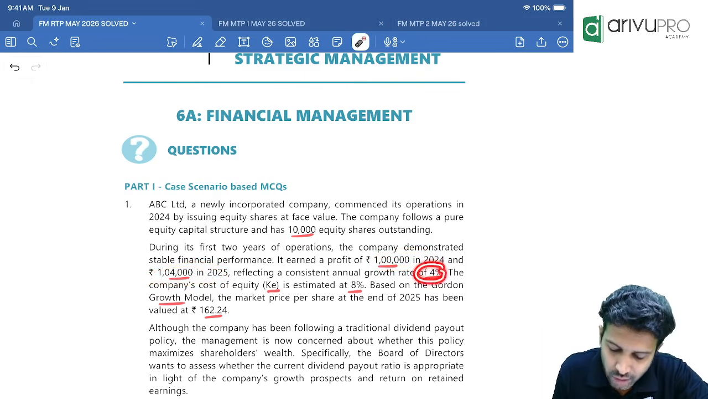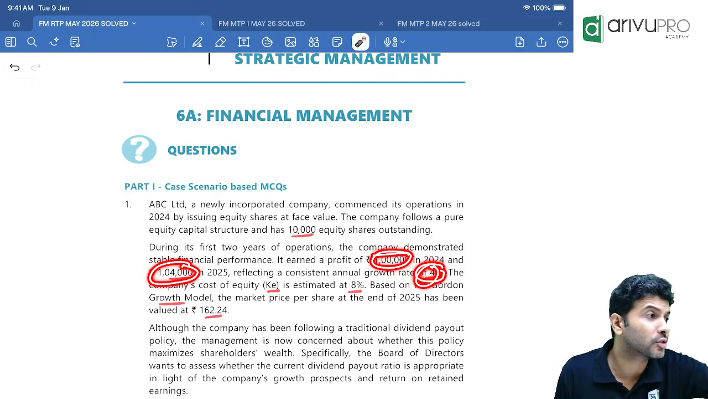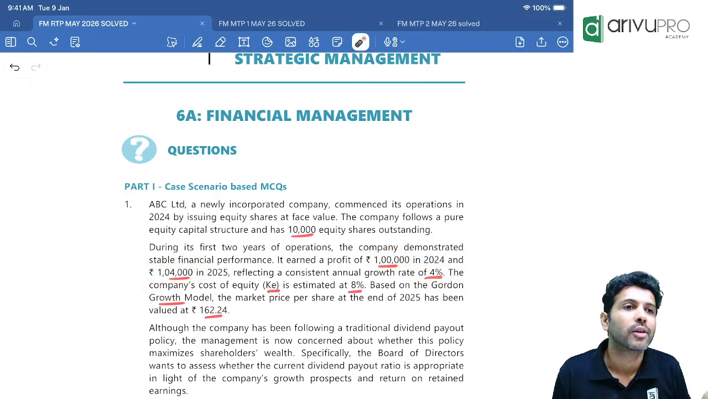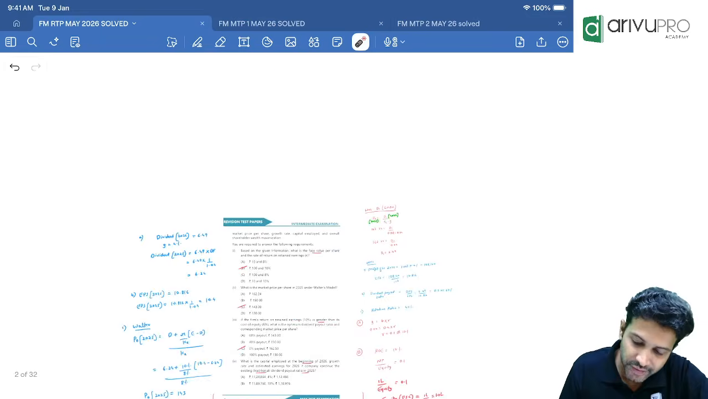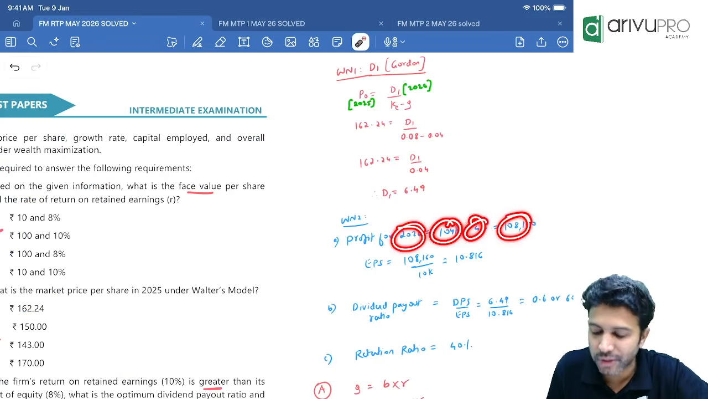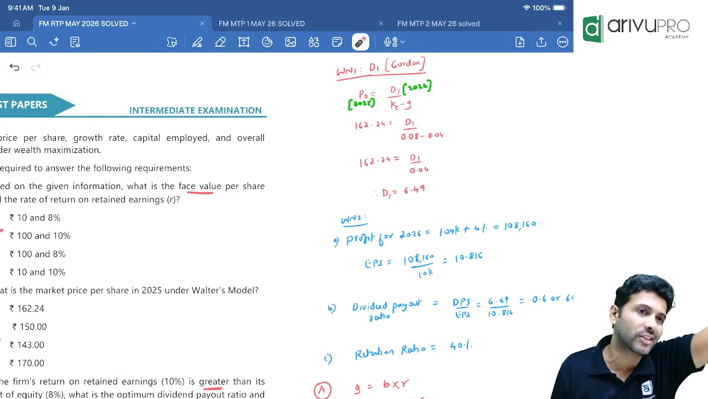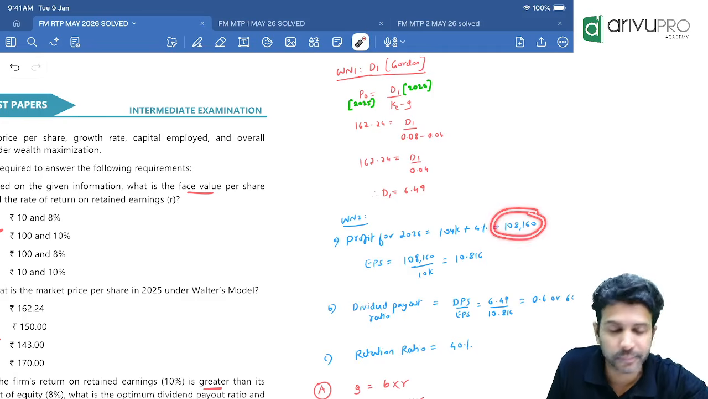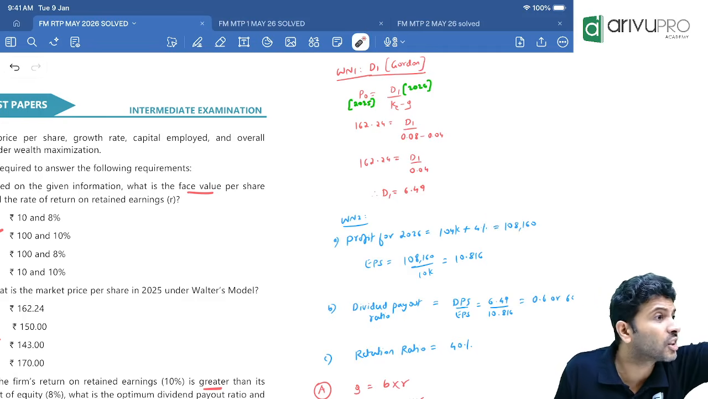What is that? 1 lakh became 1,04,000. That means the growth rate is 4%. So next year earnings will be how much? 1,04,000 plus 4%. Agreed? So first find that. Profit for 2026 will be 1,04,000 plus 4%, which is 1,08,160. All of you got this? This is the total earnings.